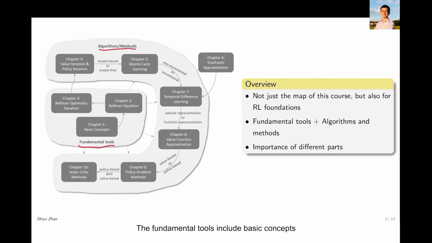The diagram is divided into two main sections: fundamental tools and algorithms. The fundamental tools include basic concepts, Bellman equation, and Bellman optimality equation. The algorithm section includes value iteration and policy iteration, Monte Carlo learning, temporal difference learning, value function approximation, policy gradient methods, and actor-critic methods.